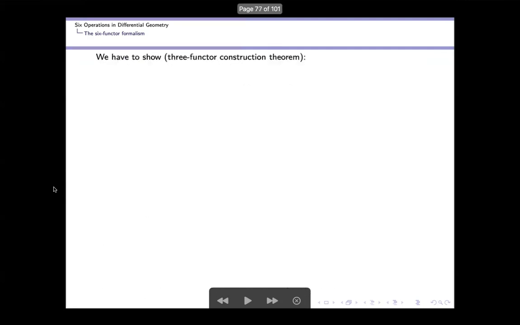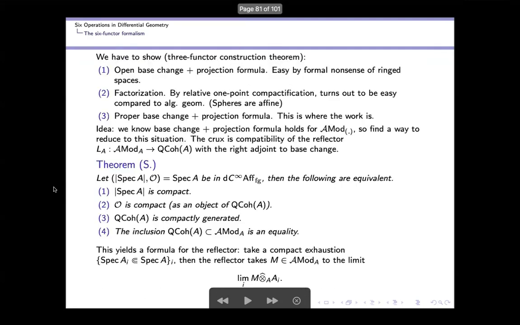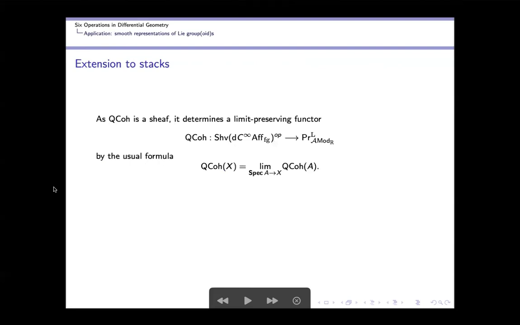So we have this sheaf called QCO, quasi-coherent sheaves in differential geometry. Now, as in algebraic geometry, I want to evaluate this functor on something like the classifying stack of a group, something of the form BG. So BG is not a manifold, but it lives in the category of sheaves on manifolds. So I have to extend the functor QCO to the category of sheaves on manifolds.